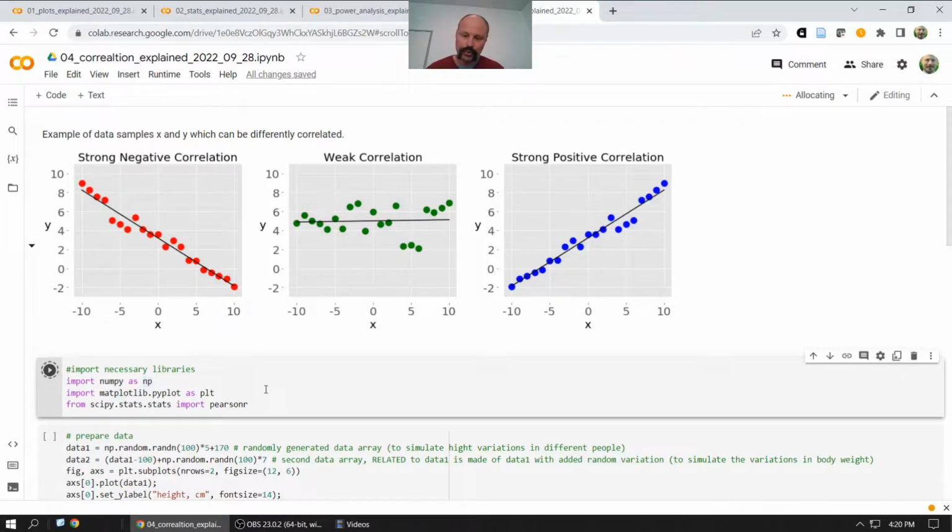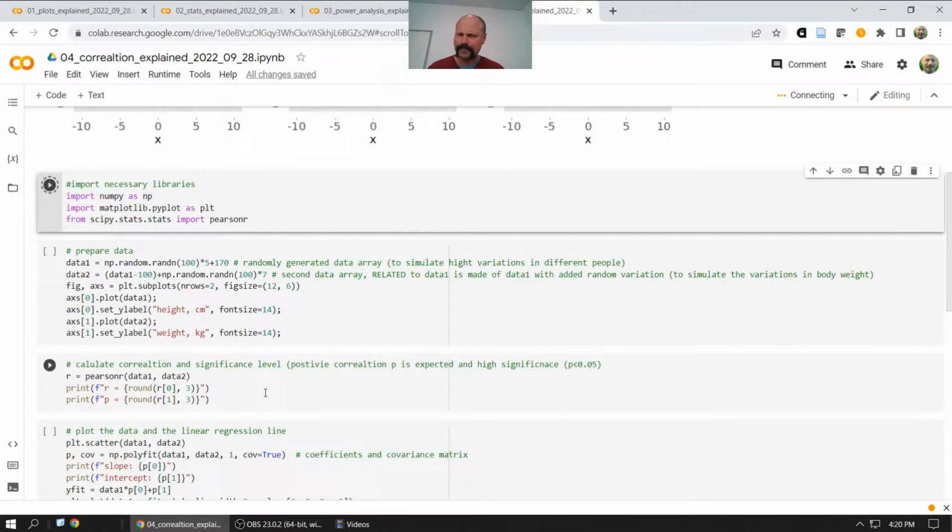So first you import all the necessary libraries. Then you generate the data. We are already familiar with random number generator, with normal distribution. This is what we prefer for simplicity. And we imagine two variables, two parameters, which are correlated in a natural way. For example, height and weight of individuals.